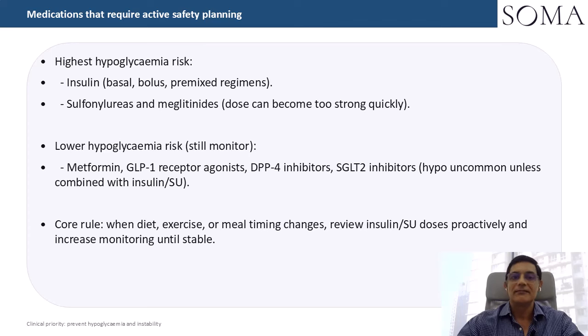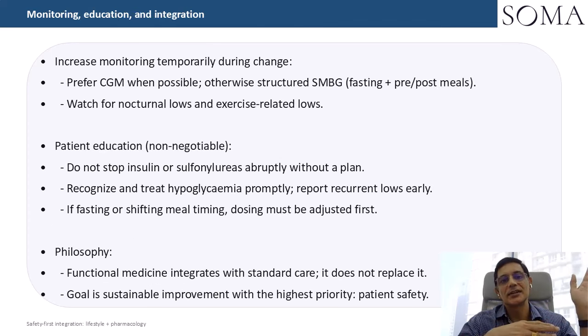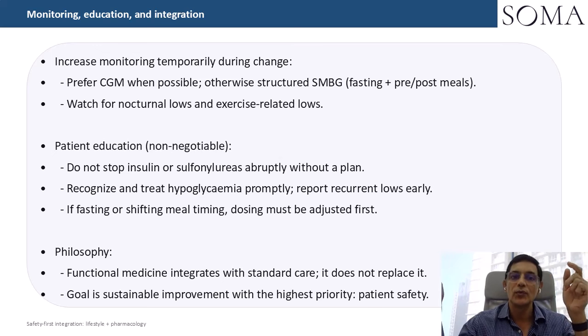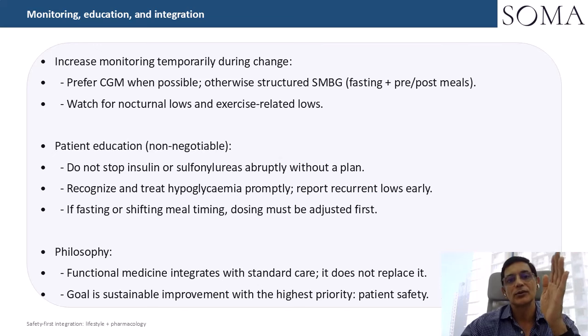Here is the practical rule. Whenever you significantly change any of these, like diet composition, especially carbohydrate restriction, meal timing, especially intermittent fasting or time-restricted eating, exercise volume or intensity, weight changes that affect insulin sensitivity, or sleep and stress patterns that alter glucose variability, then medications must be reviewed and monitoring must increase temporarily. That might mean more frequent SMBG or, preferably, continuous glucose monitoring (CGM), or structured pre- and post-meal checks for a few weeks, especially during the transition period.